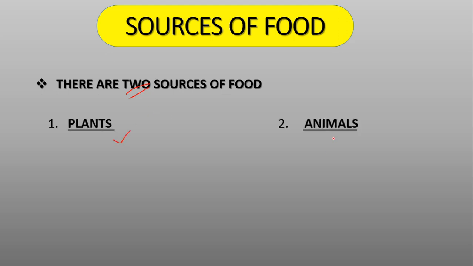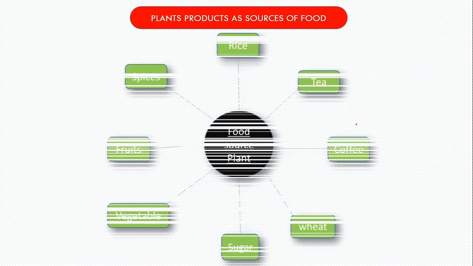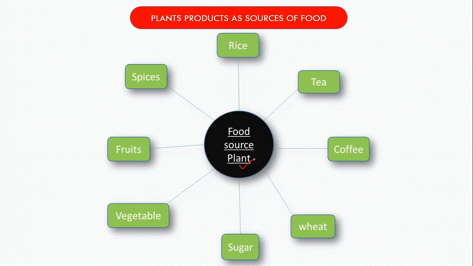So now we will move to the next topic, that is sources of food, or where does the food come from. There are two main sources of food, that are plants and animals. Now we will see plant products as sources of food. From plants we obtain different food products like rice, tea, coffee, wheat, sugar, vegetables, fruit, spices and many more things. So in order to obtain food from plants, we do agriculture. Then we obtain these different food products from plants.